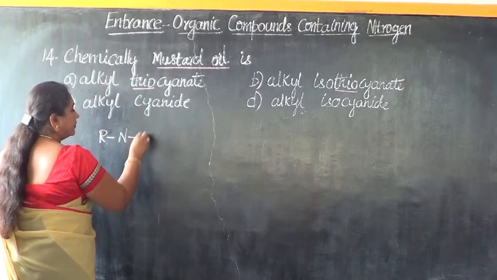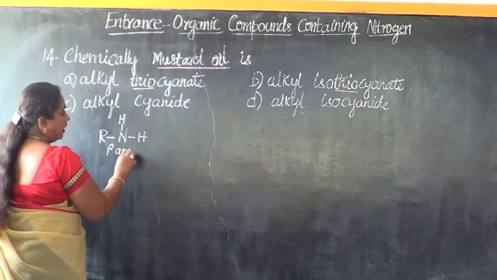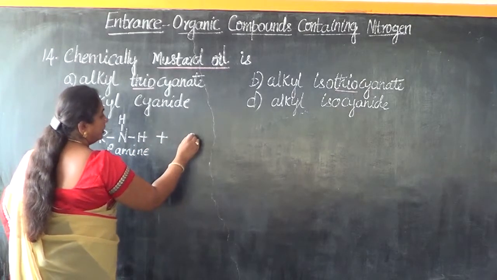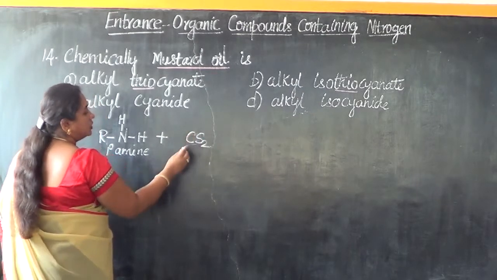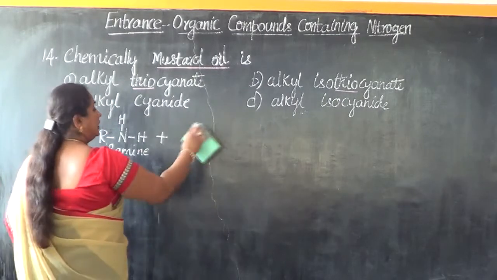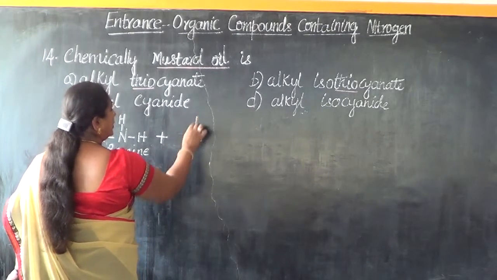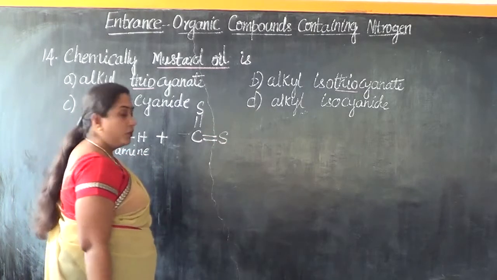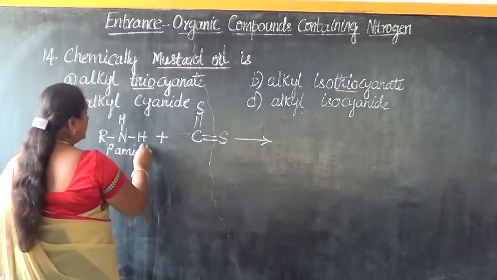Primary amine reacts with carbon disulfide, CS2. How will this CS2 be? Let me just expand and write the CS2. Carbon will be linked with 2 sulfur by means of double covalent bond. Now, what's the first product we are going to get?